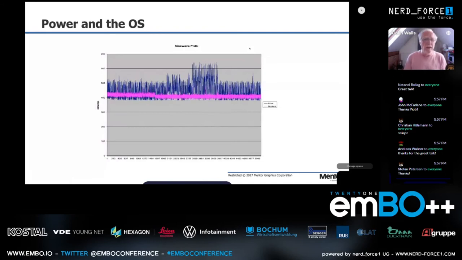And the result he got then was an increased average power consumption. That was the first interesting thing. As you can see, Linux has a much wider band of power consumption, but it averages out at somewhat higher than the real-time operating system did. That was the first interesting thing that he observed.